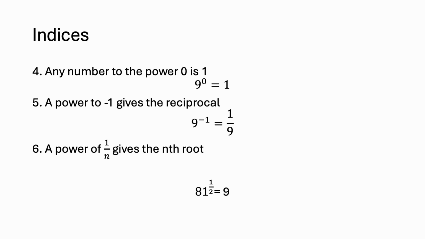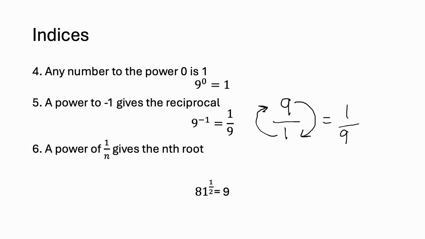A power to negative 1 gives a reciprocal. Reciprocal means you essentially flip. So 9 to the power of negative 1 is essentially 1/9. Because when you flip, when you do the reciprocal, 9 is the same thing as saying 9 over 1. And when you flip, 9 goes down here and the 1 goes up there. So that's how we get 1 over 9.